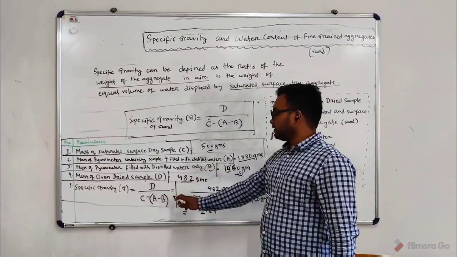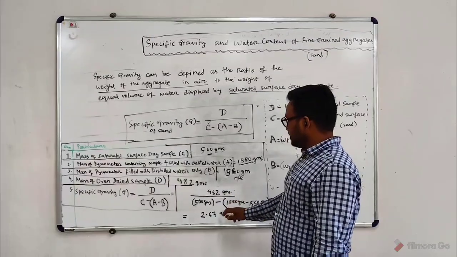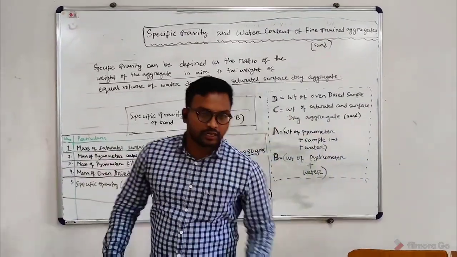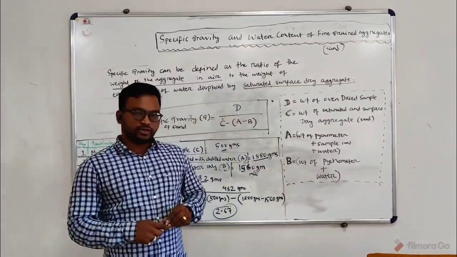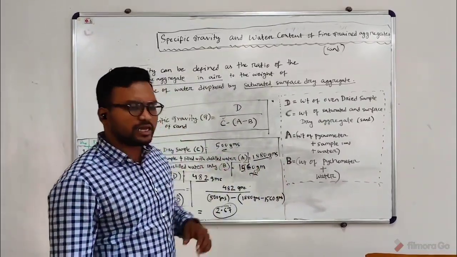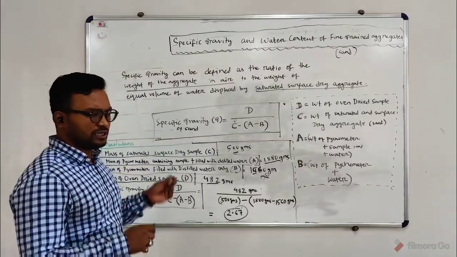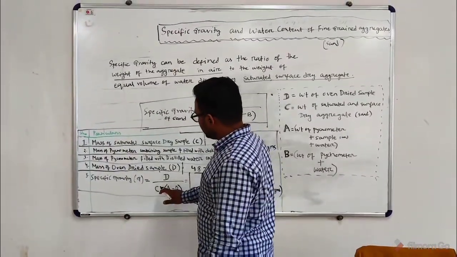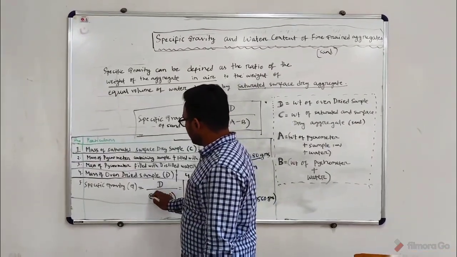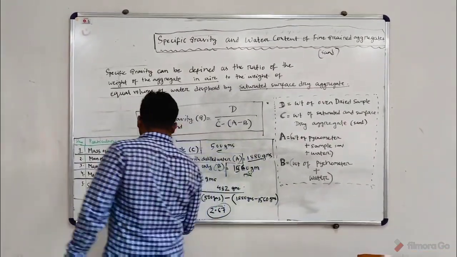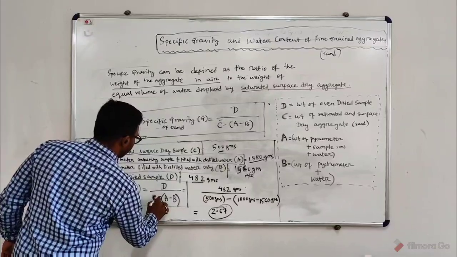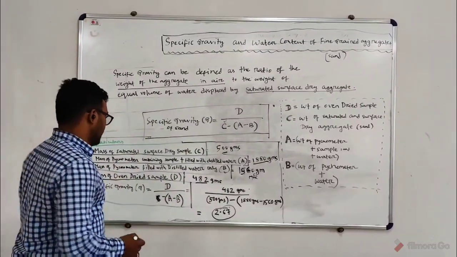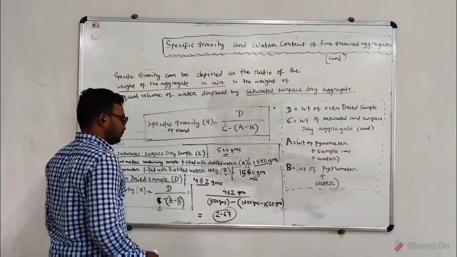So specific gravity can be calculated like this. This is the specific gravity of sand. Another thing is apparent specific gravity, for which we can change the notation from D by C minus A minus B to D by D. That will be the apparent specific gravity. In place of C, we just put the dry mass, then it will be the apparent specific gravity.